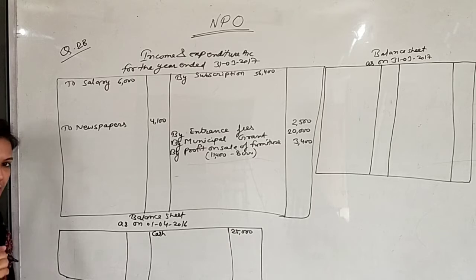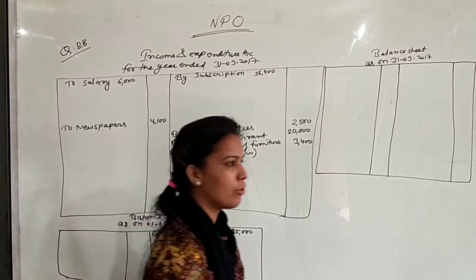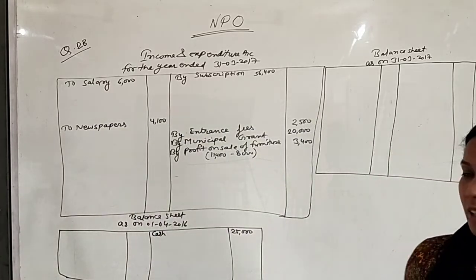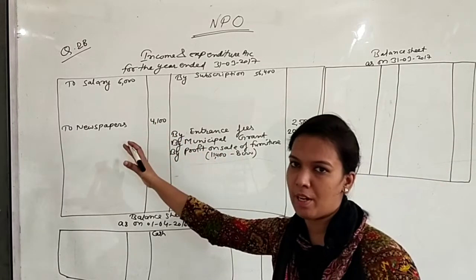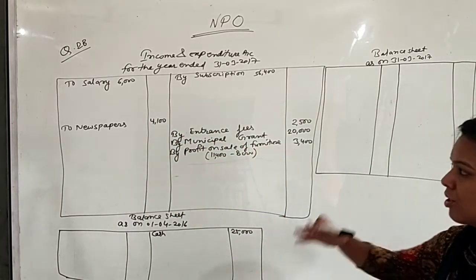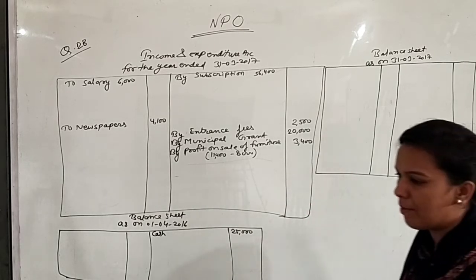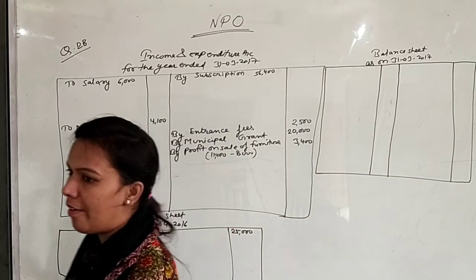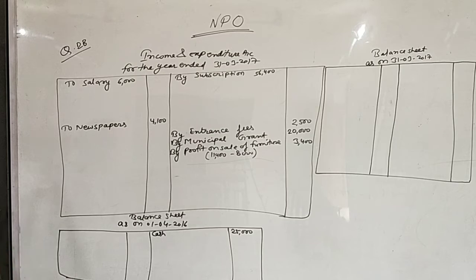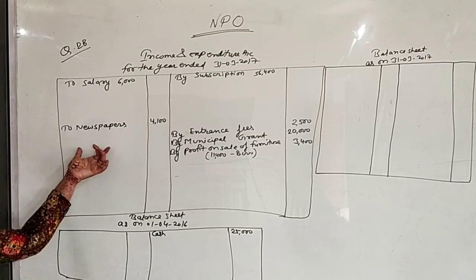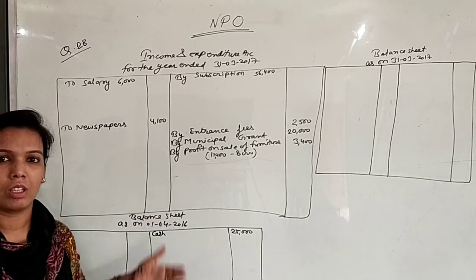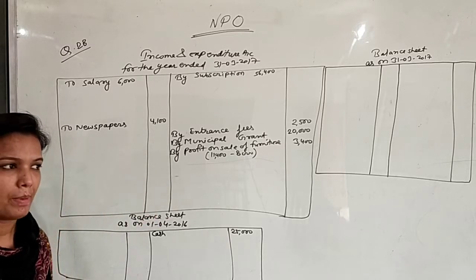Here I want to clear one point. You may get confused about why we write newspaper in the income and expenditure account and books in the balance sheet. The reason is that if you have books in your organization, you can use them in future, but newspapers are not for any use in the future. These can be like scrap.